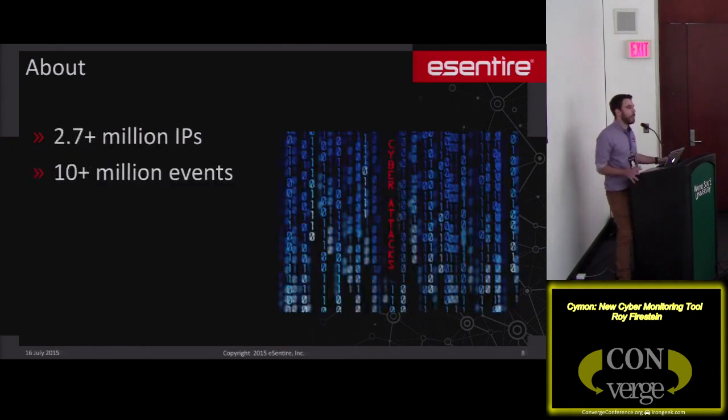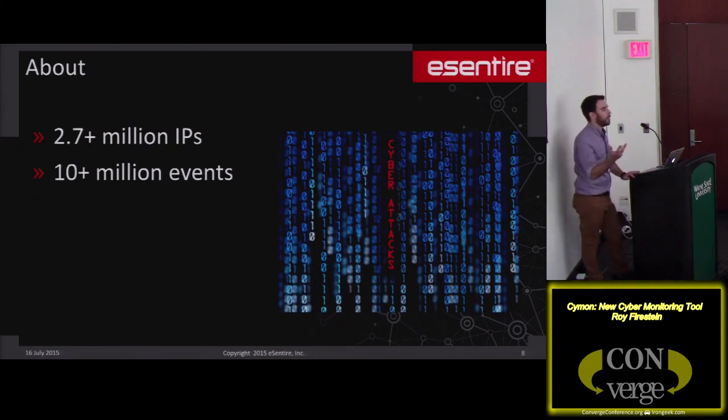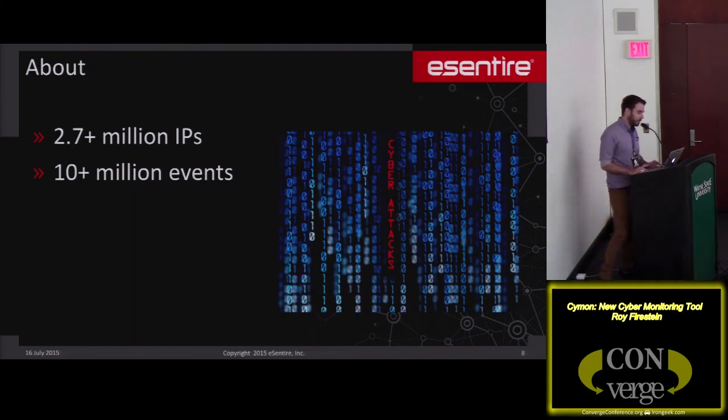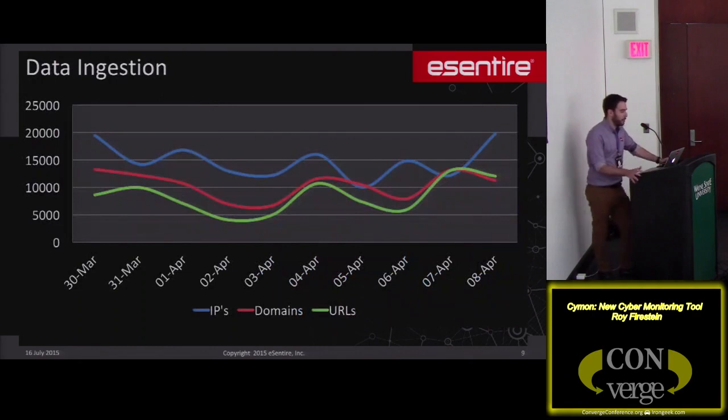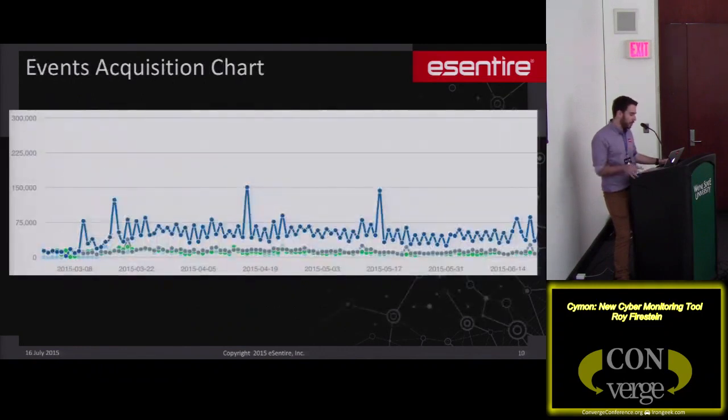So we have about 2.7 million IP addresses as of last night, and over 10 million events. An event is something happened on this IP, a phishing attack, or malware was detected, that kind of stuff. That's an event. So just to give you an idea of how much information actually comes in, this graph is a little bit outdated, but it's still pretty accurate. Now, this chart shows only the events themselves. So the blue line are the events that get ingested on a daily basis. Each dot is one day, and you can actually see a pattern forming.